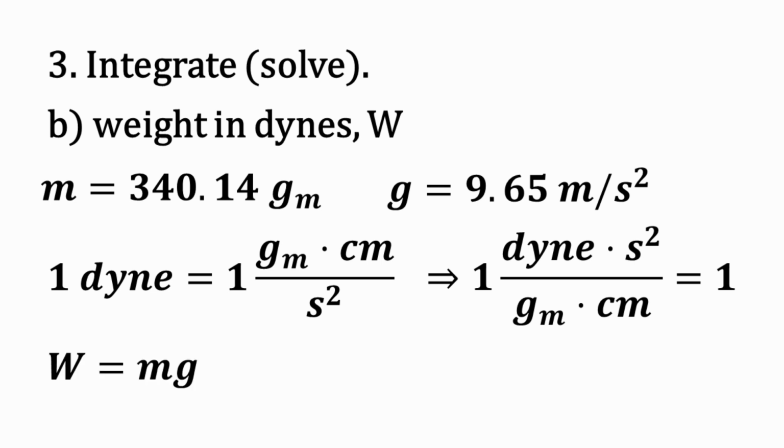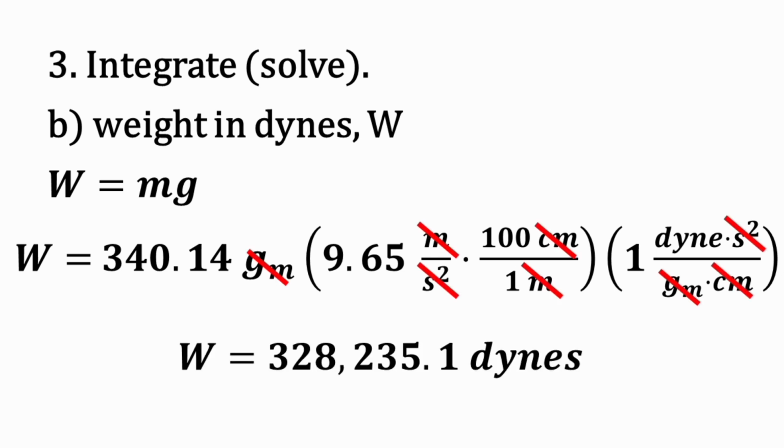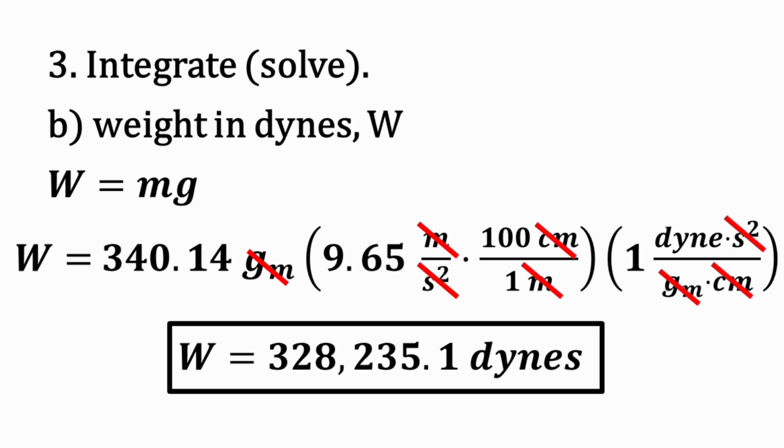We know the weight is equal to the mass of a body multiplied by the local gravity. Then, we substitute the variables concerned and multiply the conversion factors. Then, we cancelled out the units. Finally, we get the weight of the salt in dynes, which is 328,235.1 dynes. We box the answer and the second unknown has been solved.